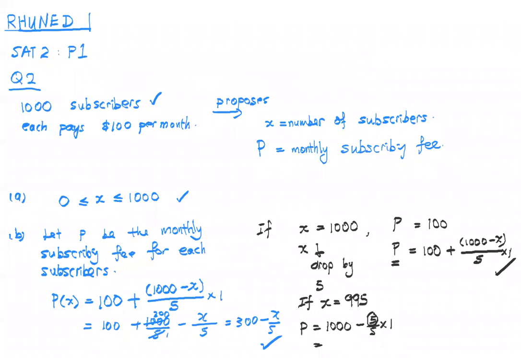Okay, revenue means income. If one subscriber pays this amount, and I have X subscribers, what is my revenue? Revenue will be the amount per subscriber times the number of subscribers. Okay, so that will be your revenue.